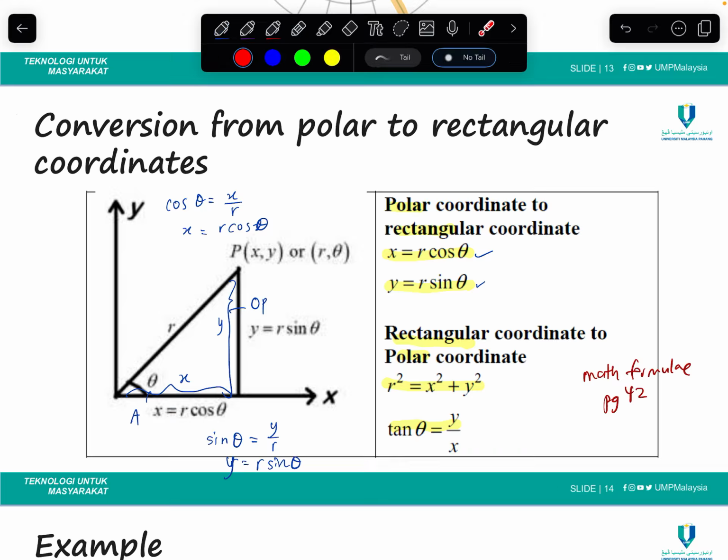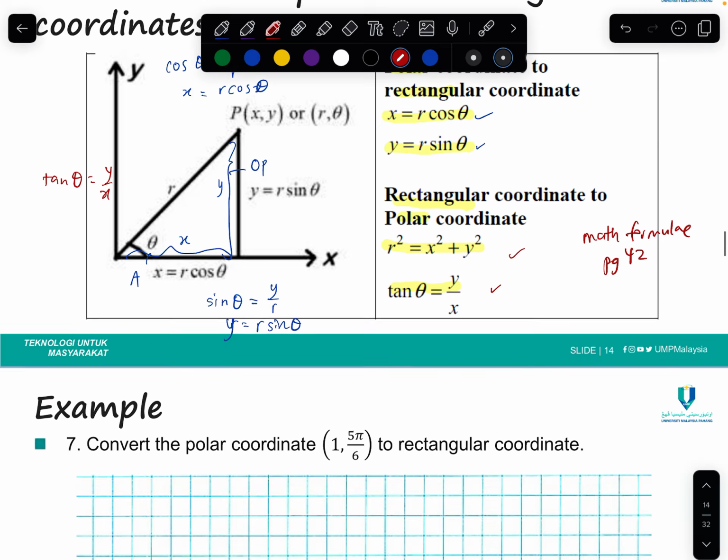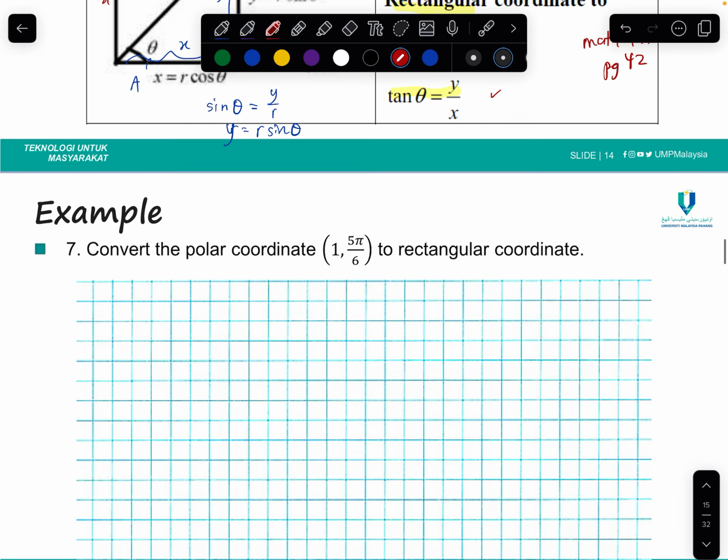So that is the derivation of the formulas x equal to r cos theta and y equal to r sin theta. For this part, r squared equal to x squared plus y squared, this is the Pythagoras theorem for right angle triangles, and we already know about this. And tangent theta is also obtained from this triangle. Tangent theta is opposite over adjacent, which is y over x. So we have formulated the four rules here, which can be applied in solving problems.